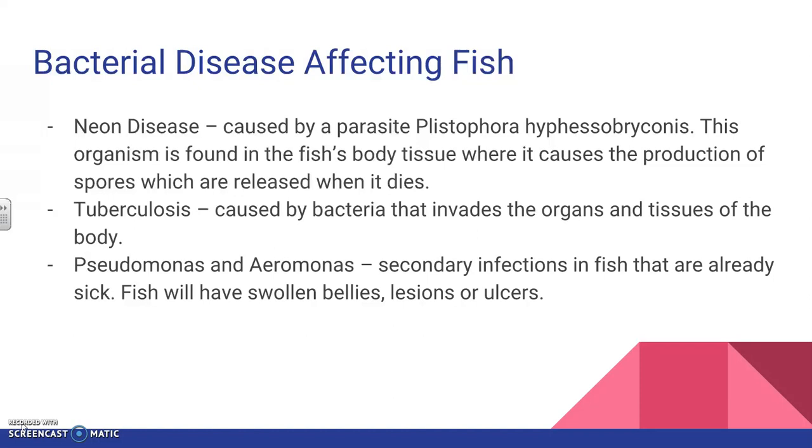Tuberculosis does actually attack fish. It's caused by bacteria, and it invades the organs and the tissues of the body. Pseudomonas and Aeromonas are secondary infections in fish that are already sick. This will result in swollen bellies, lesions, or ulcers on your fish.